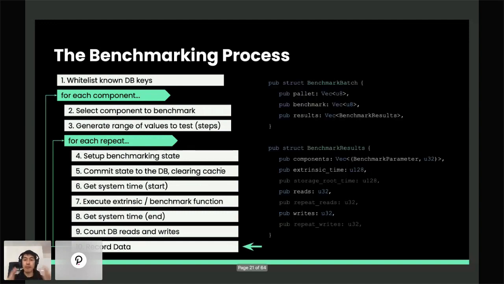Finally, all of this gets clumped up into some structs where we have a list of results: given the components, the inputs, what was the extrinsic time, how many reads, how many writes, and other stuff. It might be that over time we expand what kind of data we track, and there might be more important factors we want to include. This is something we can get feedback on. But right now, these are the main components we look at, and we process this data. So those are all the steps of the benchmarking process.